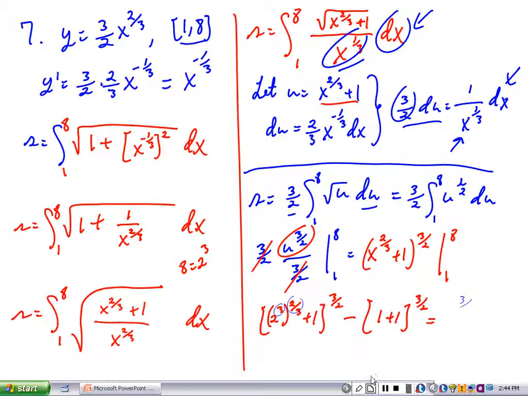2 to the second is 4, plus 1, that's 5 to the 3/2 power there. Then minus 2 to the 3/2 power. So your answer, you can write that this is 5 times the square root of 5 minus 2 times the square root of 2.